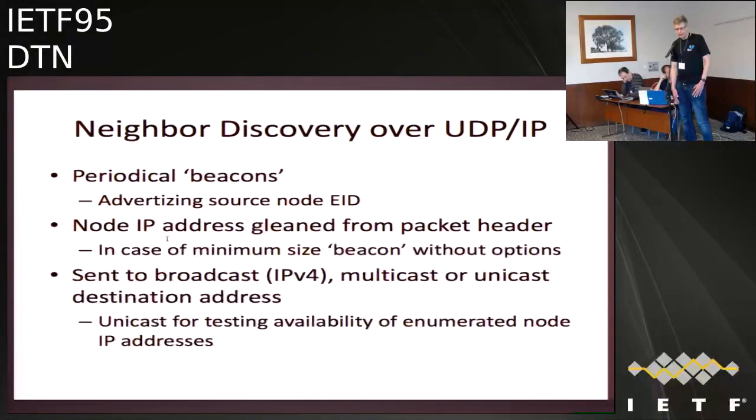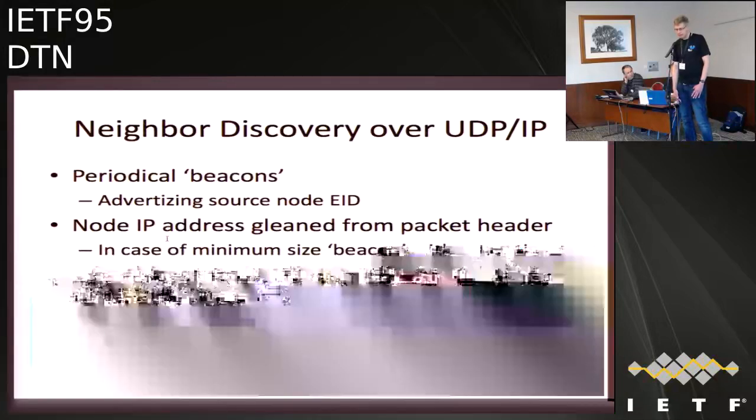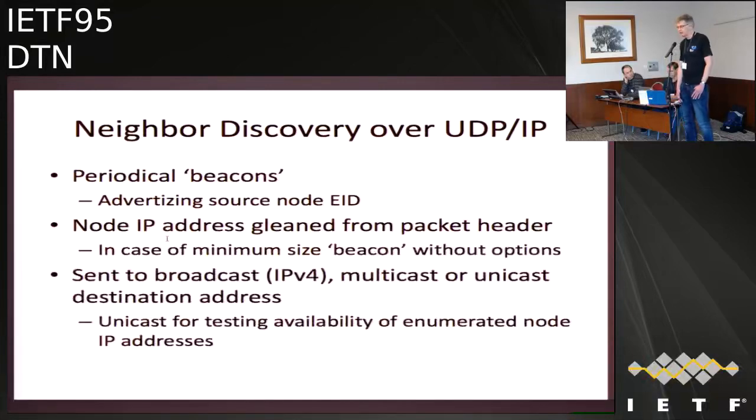The protocol advertises a source node or node EID, which is pretty close to the node ID that we now have in the revised bundle protocol spec. In the minimal use, without any options, we just learn the IP address of that node by looking at the packet header. The beacons are either broadcasted or multicasted, or in some cases unicasted. But for unicast, you need to have a priori list of potential contacts, and then you use the protocol just to probe whether they are there or not.